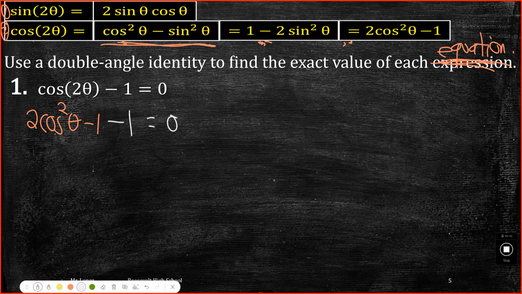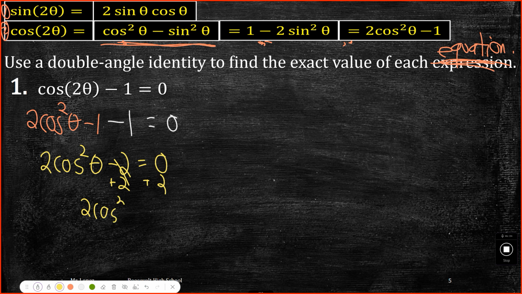All right, so we got 2 cosine squared theta minus 1 and minus 1, minus 2, equal to 0. And it just becomes what we did before, solving equations. Add 2 to the other side. So you're just using these identities to help you get to that point. Divide by 2, divide by 2. Cosine squared theta equals 1.